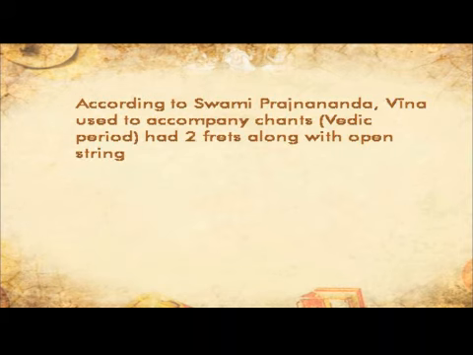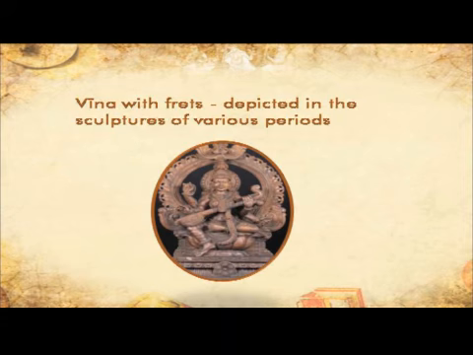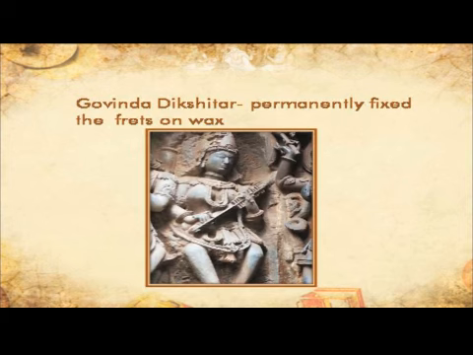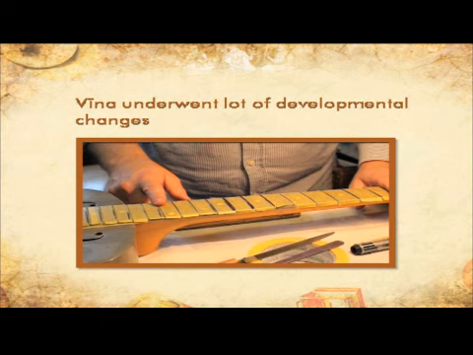According to Swami Pragyananda, the veena that used to accompany chants during the Vedic period had two frets, and along with the open string, these produced the notes Udatta, Anudatta, and Swarita. Veena with frets has been depicted in the sculptures of various periods. However, these frets were tied on the veena dandi with guts. It was Govinda Dikshitar who permanently fixed the frets on wax. The veena has undergone a lot of developmental changes before reaching the present stage of the 24-fretted veena.